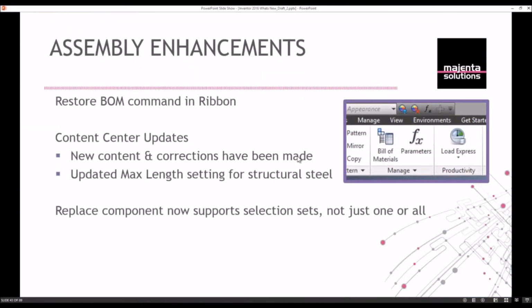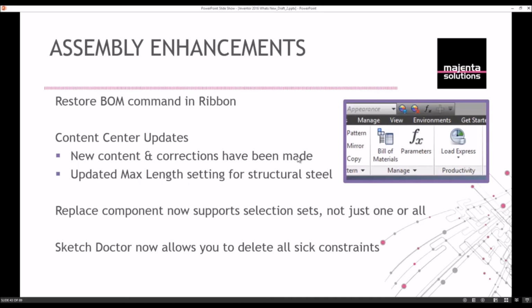So other generic enhancements that have been incorporated into assemblies, they've restored the BOM command in the ribbon. So I know there was a little bit of an upheaval when they decided to move the Bill of Materials icon from the Home assembly tab. They moved it onto the Manage tab, I believe. It's now back onto the Home tab, so when you're in an assembly, on your Assemble tab, you will see Bill of Materials in a little Manage panel.